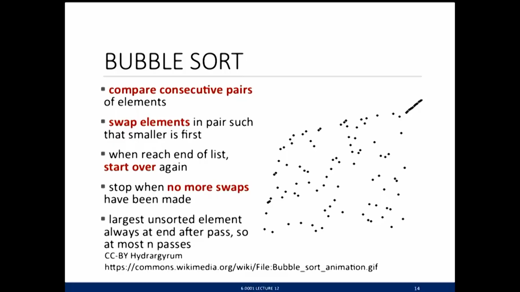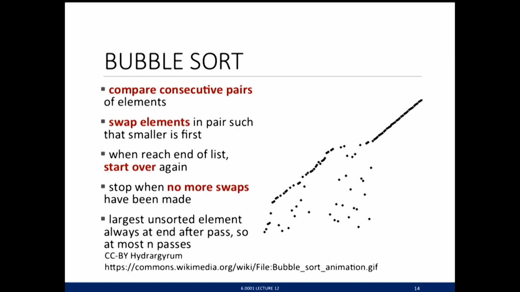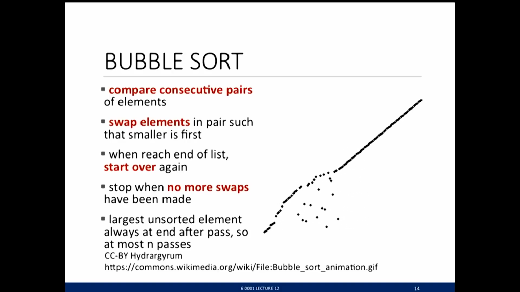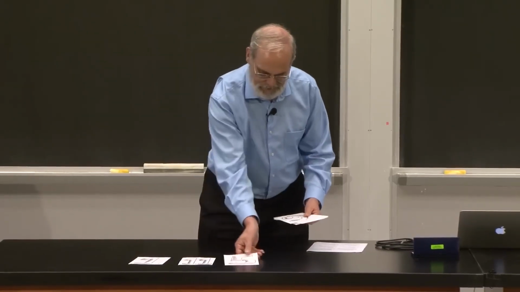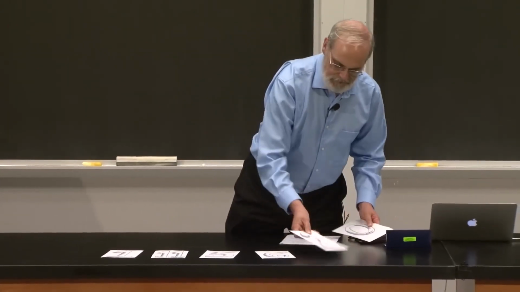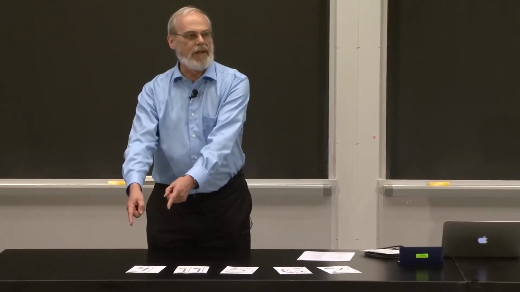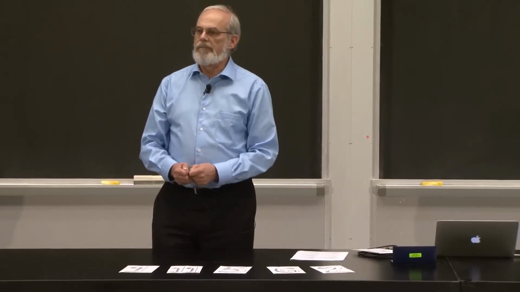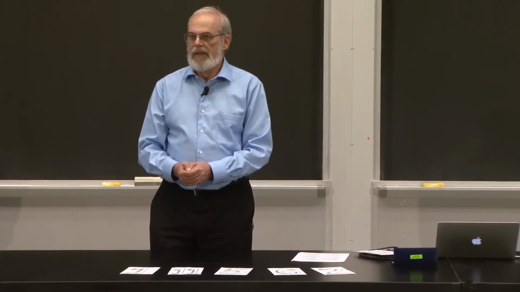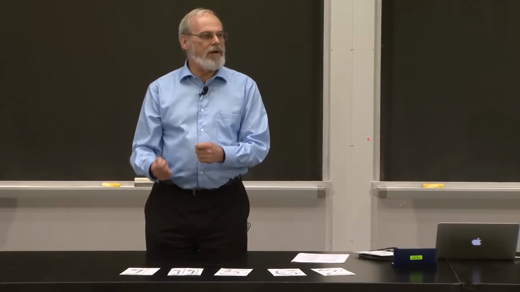Here's a second way to do it. It's called bubble sort. I'm going to do this with a small version of this. I'm going to put out a set. I'll turn these up so you can see them in a second. The idea of bubble sort is I'm going to start at what I'll call the front end of the list, and I'm going to walk down comparing elements pairwise. And I'm always going to move the larger one over.